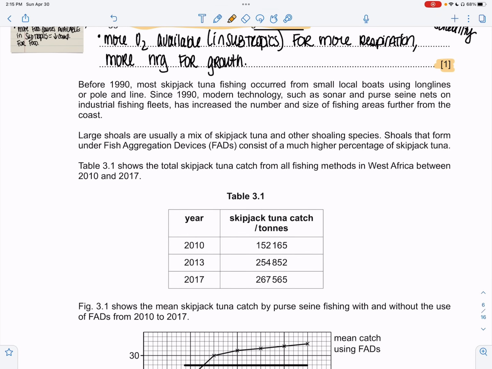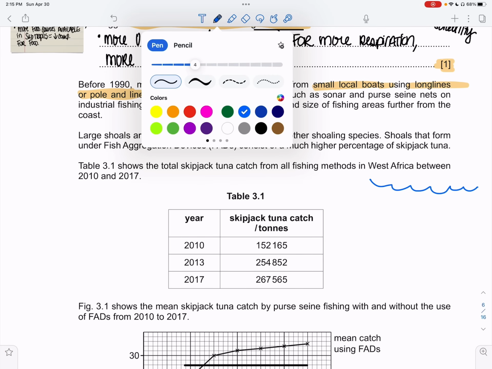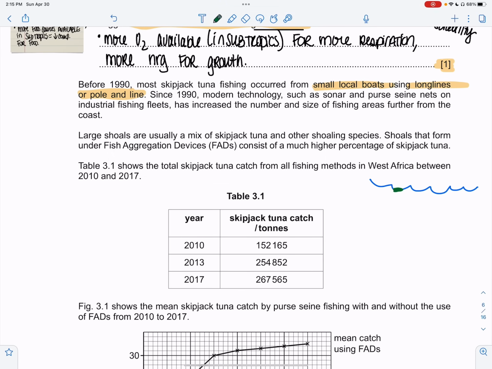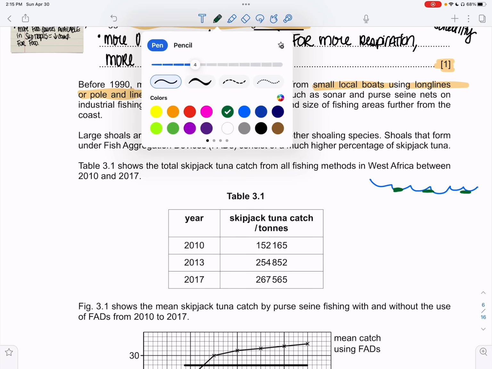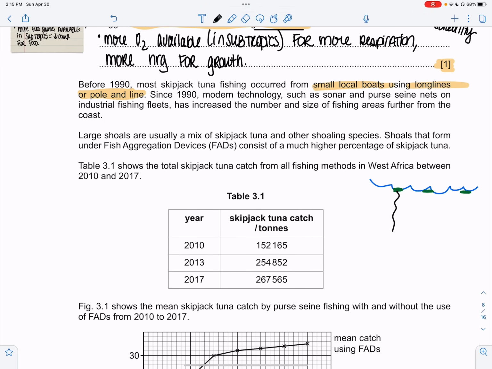Before 1990, most skipjack tuna fishing occurred from small local boats using long lines or a pole and a line. Those things are very sustainable. Long lines, so there's your water. Long lines could, though it's not the best, because we can get a lot of bycatch on hooks. They kind of dangle like this, and they're all connected. They float, and you got a hook at the bottom.